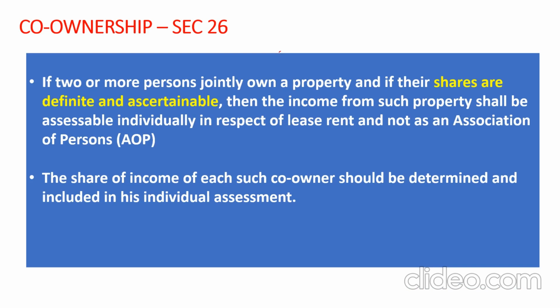Co-ownership, section 26. If two or more persons jointly own a property and if their shares are definite and ascertainable, then the income from such a property shall be assessable individually in respect of the lease rent and not as an AOP, association of persons. The share of income of each such co-owner should be determined and included in his individual assessment.